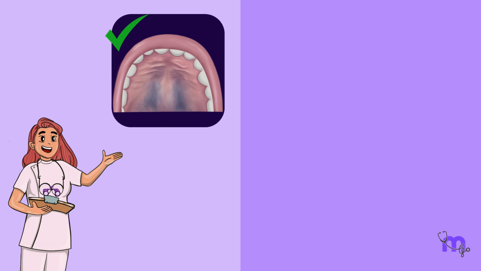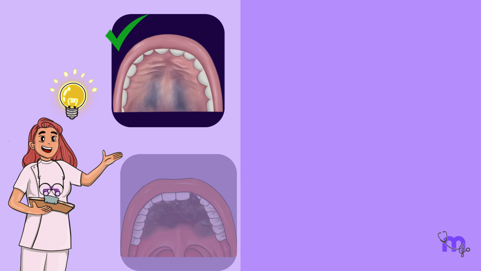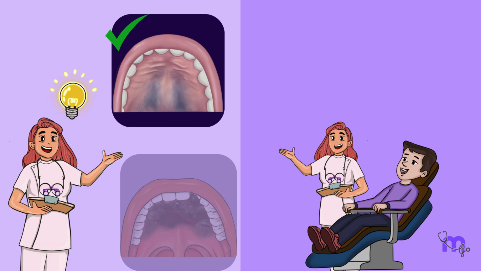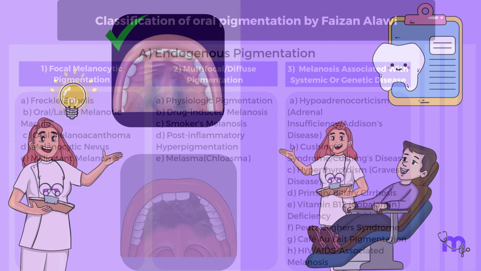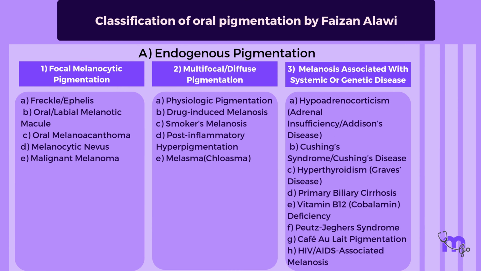Understanding exogenous pigmentation is crucial as it helps differentiate it from other oral lesions. This is important for providing optimal patient care and ensuring proper treatment strategies. Before we end the video, feel free to take a screenshot of the classification of oral pigmentation.